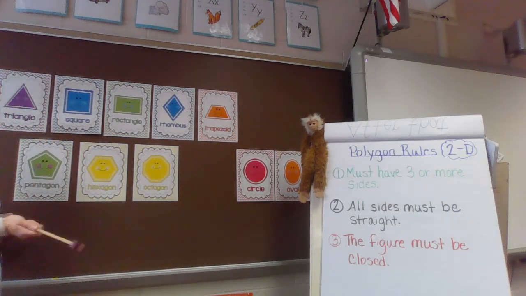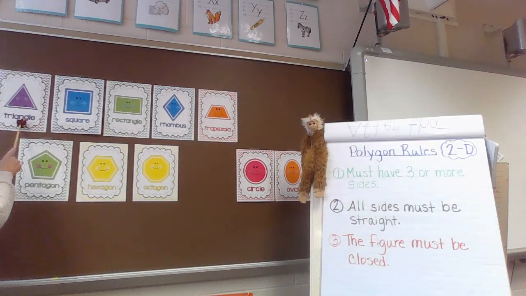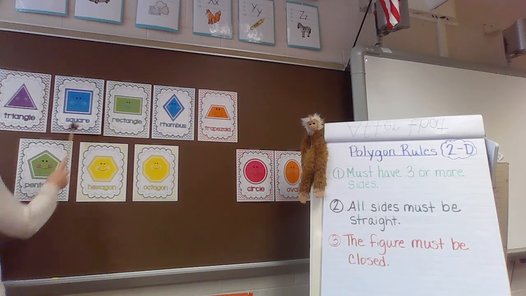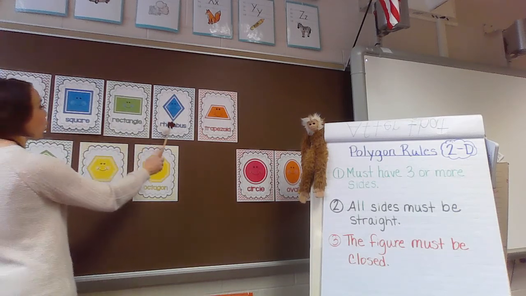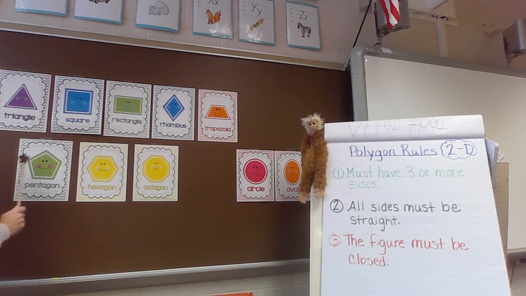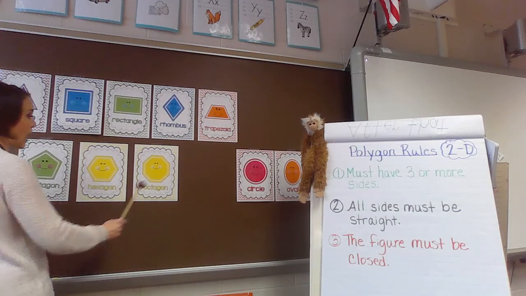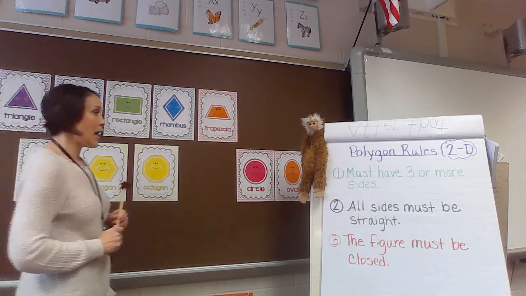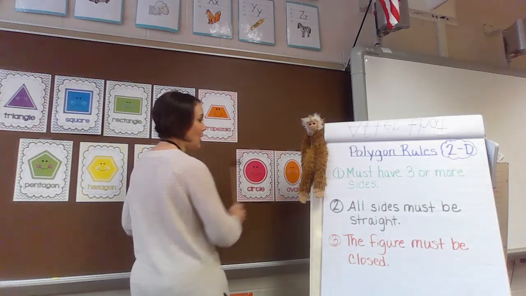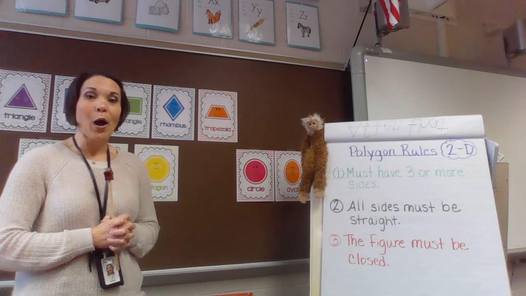Let's just review each one of our polygon shapes. We have the 3-sided triangle. Here are our quadrilaterals, our 4-sided shapes: square, rectangle, rhombus, trapezoid. Here are our 5, 6, and 8-sided polygons: pentagon, hexagon, octagon. And again, who is not a polygon? Circle and oval.